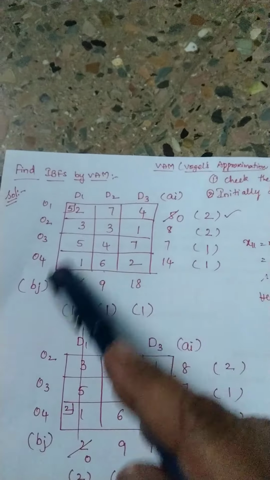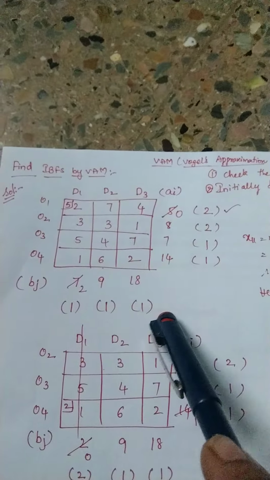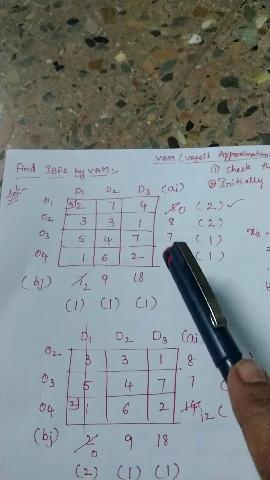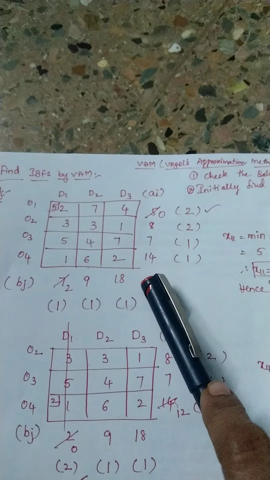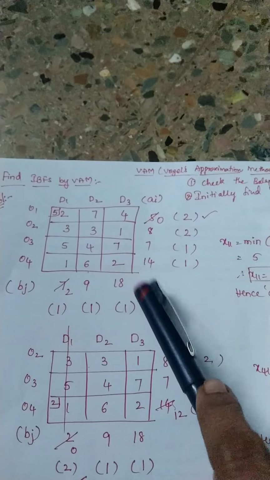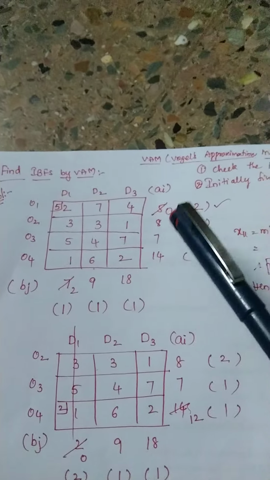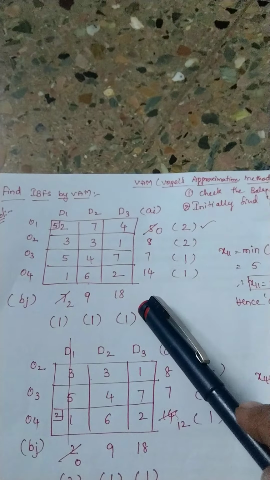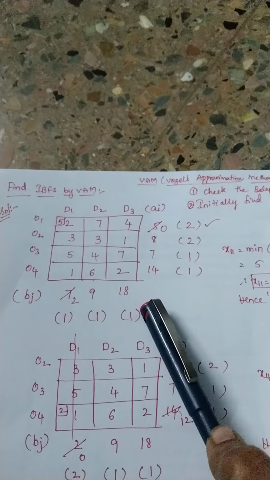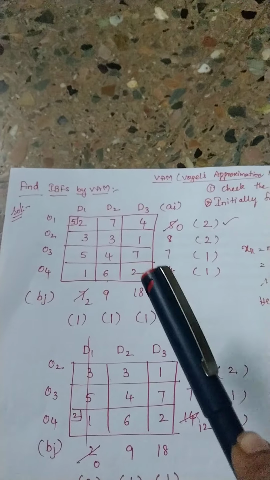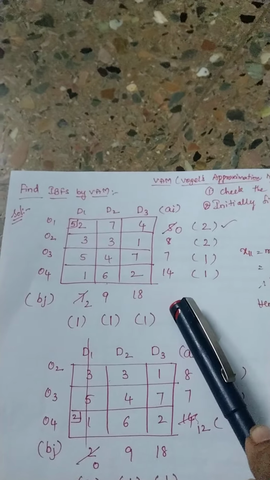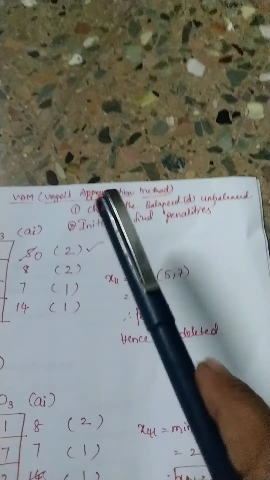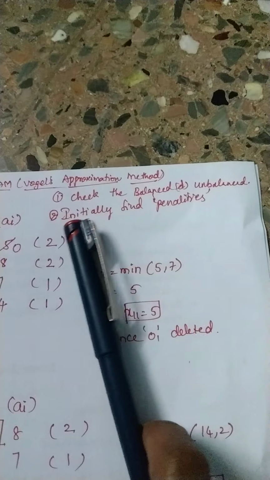So initially we have to check whether it is balanced or unbalanced. Only then can we do the further procedure for this problem. Here you have got 34 and here also you got 34. That's why it is a balanced transportation problem.